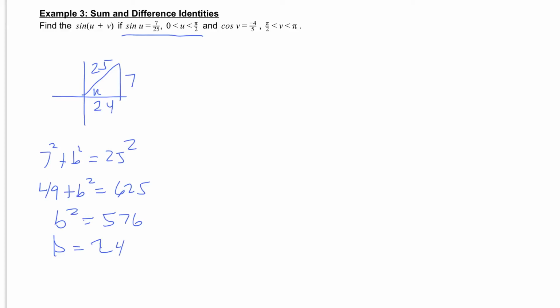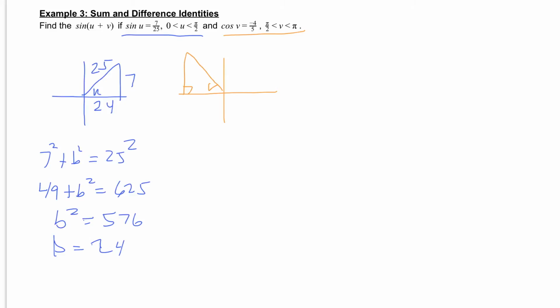Then I'm going to do my other triangle, which is a triangle with angle v. If I set that up, I need to figure out what quadrant it's in, and that's to deal with right here. V is between pi over 2 and pi. Here's pi over 2, and here's pi. So if we're between pi over 2 and pi, we are in the second quadrant. So I'm going to put my triangle in here, and I'm going to label this as triangle V.